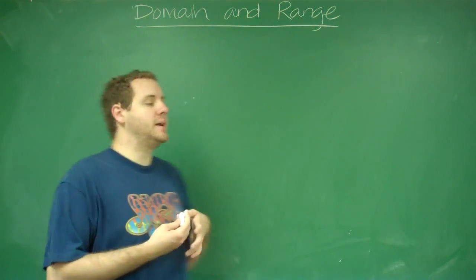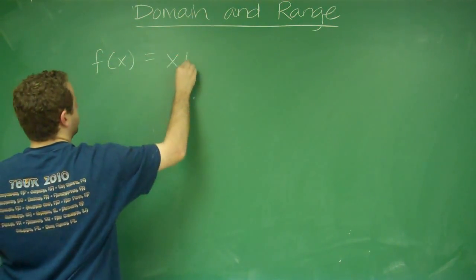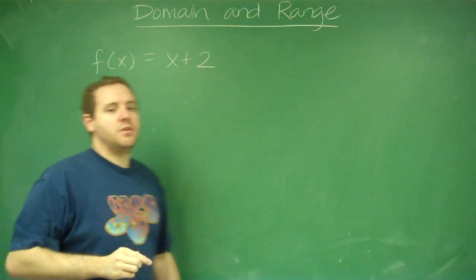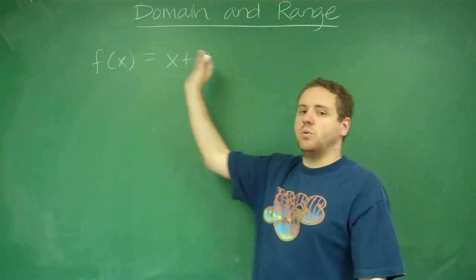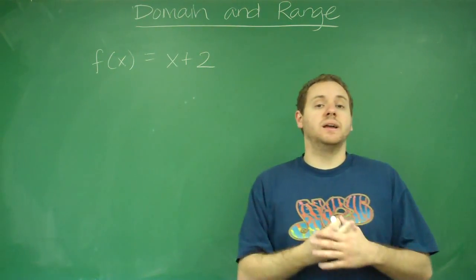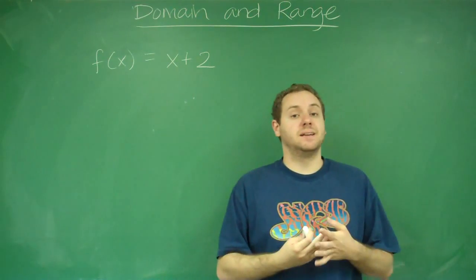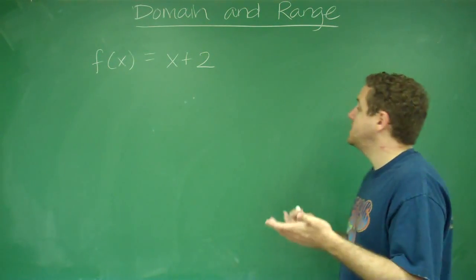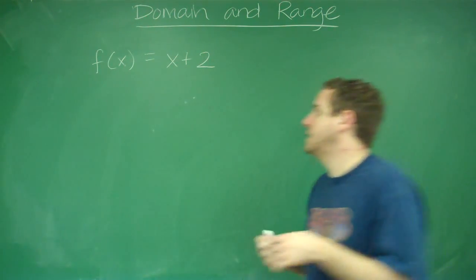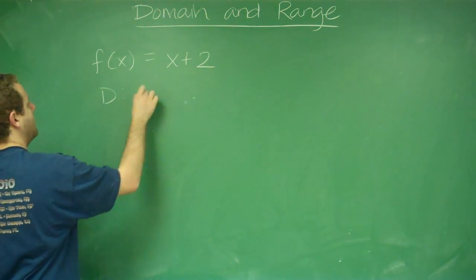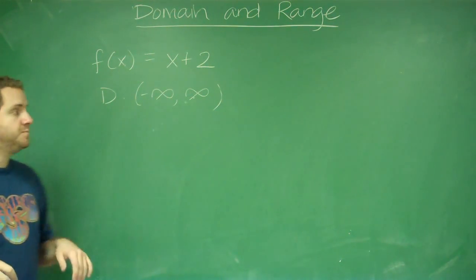So let's think of a really basic function like f of x equals x plus 2. Now you probably know that that just looks like a line, x plus 2. And anything you want to plug in for x, you will get an answer out. There's nothing that you would plug in for x and you couldn't get an answer, a y. So this has a domain of all real numbers, negative infinity to infinity, if you want to put it in interval notation, which is usually what you want to do for domains.